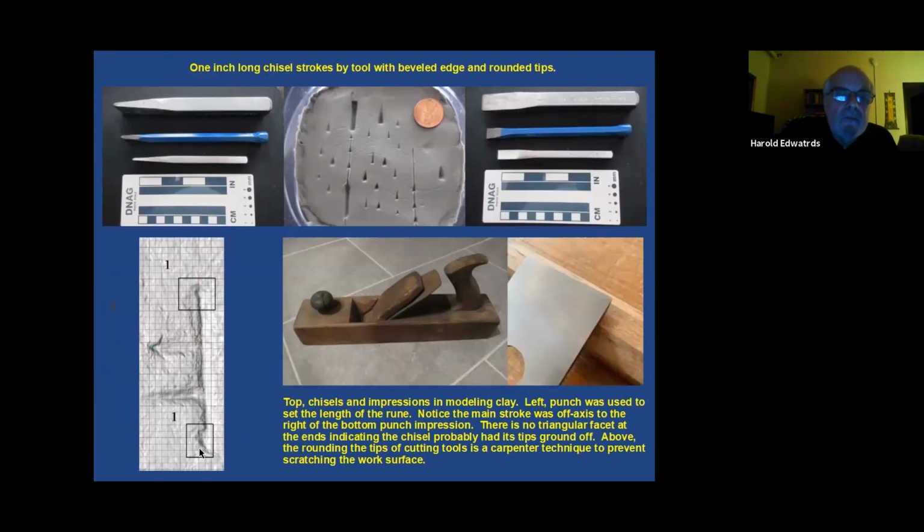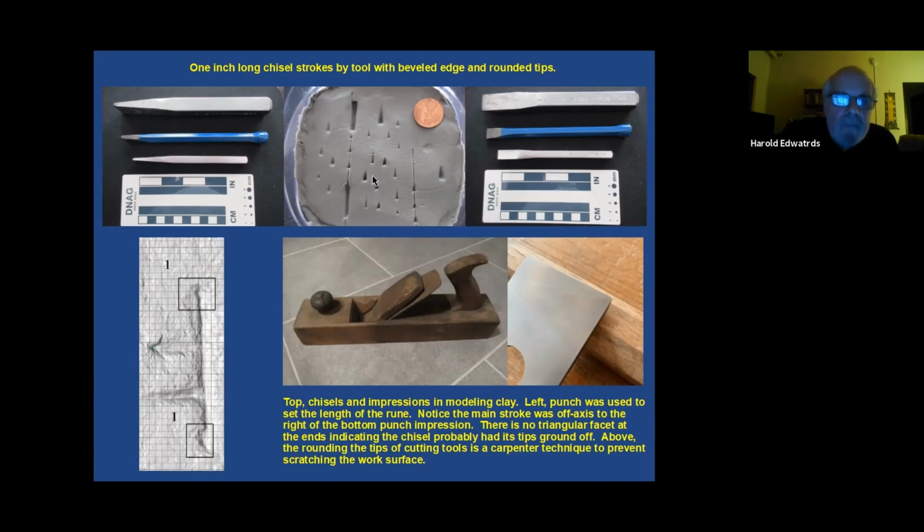As I noted, the long marks on chisels were made by making punch marks at the end and then taking a chisel and placing it in there and hammering it again and again. In this particular rune, there was an accident done in the carving. If you look at it, that punch mark is just to the left of the long stroke here. So it was off axis.